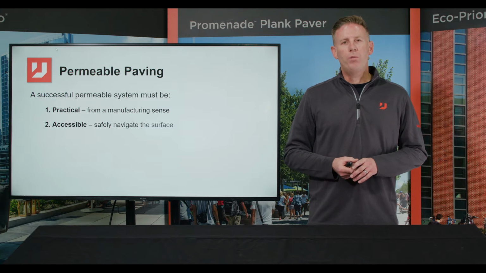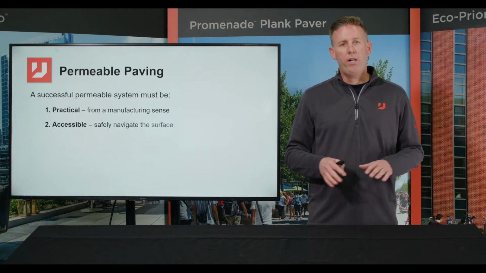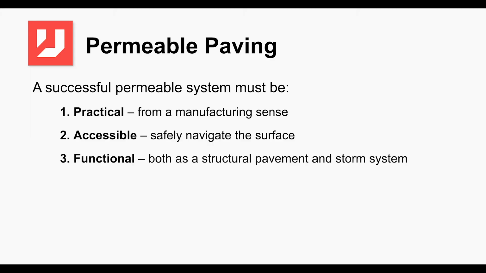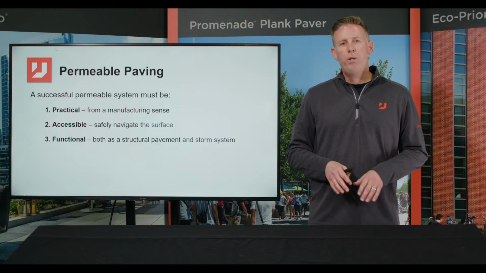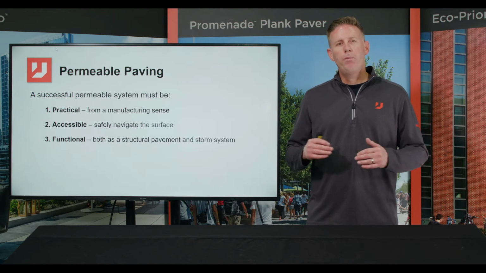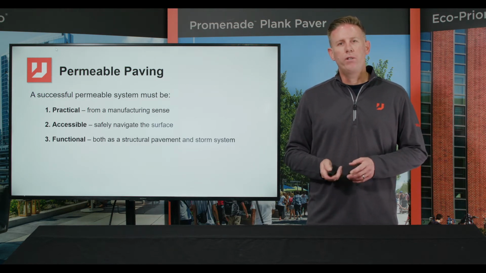Second, it needs to be accessible. I think we'd all agree that going across the pavement, you need to be able to easily navigate that without tripping or falling. Third, it needs to be functional, both structural and from a stormwater system standpoint. So you've got to be able to drive heavy-duty equipment across the surface while still allowing a maximum amount of water to flow through those joint openings.